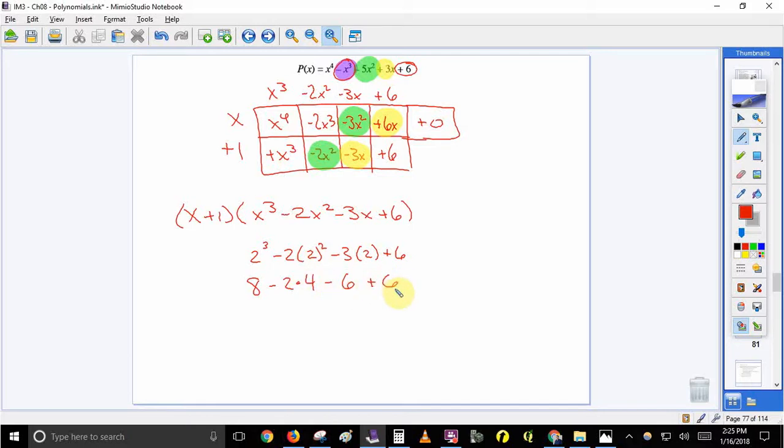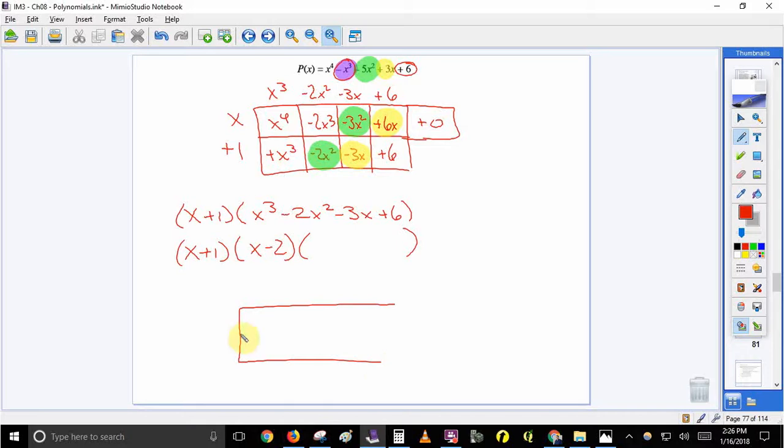Oh, awesome. Hey, look at that. 6's cancel, -8, +8 cancel. So it looks like +2 is a root, which means that x minus 2 is going to be a factor, and we just have to divide that third degree polynomial by x minus 2. So let's do that right now. X minus 2.